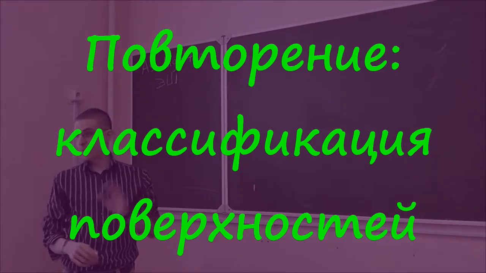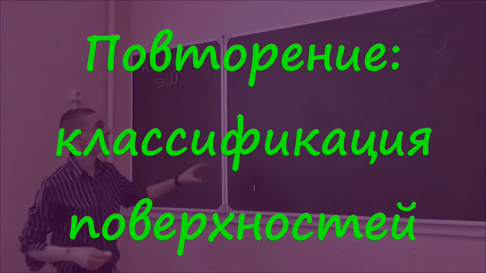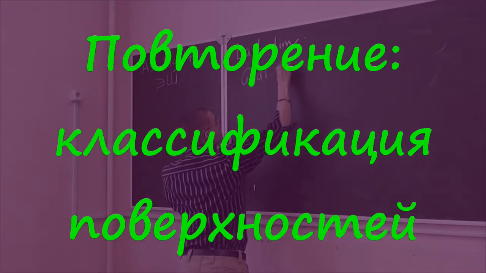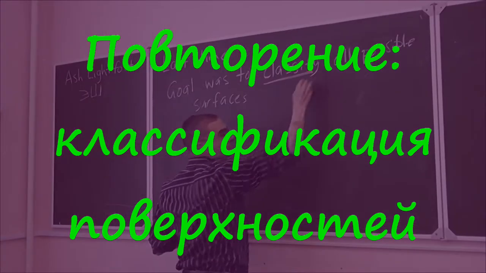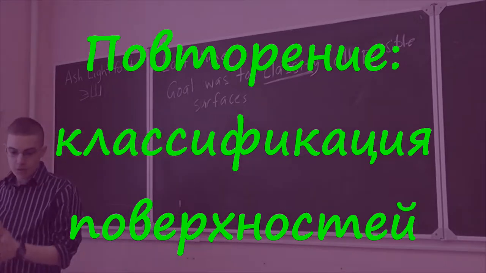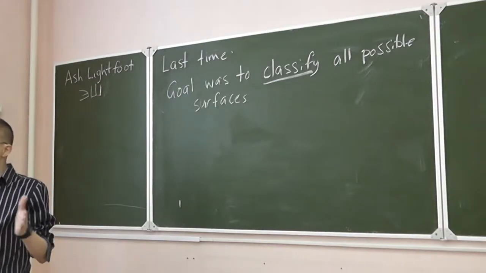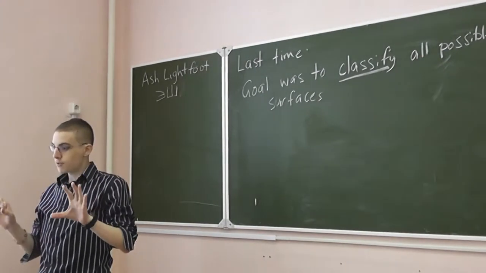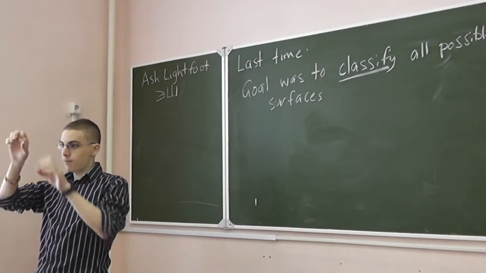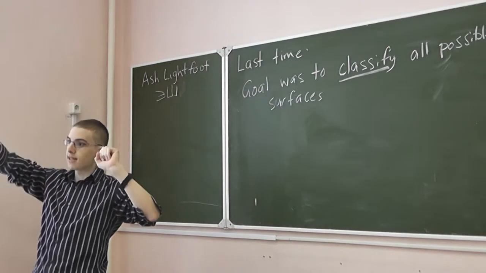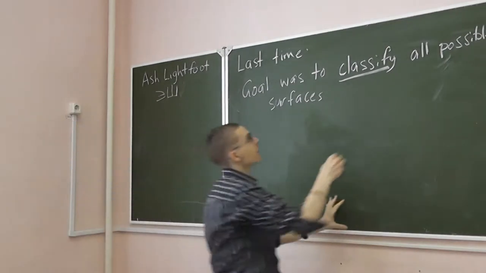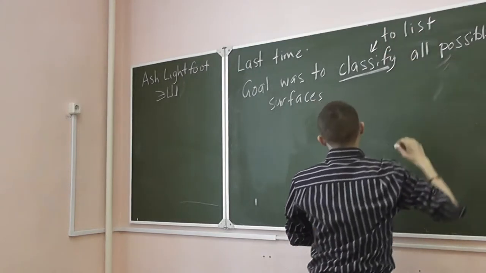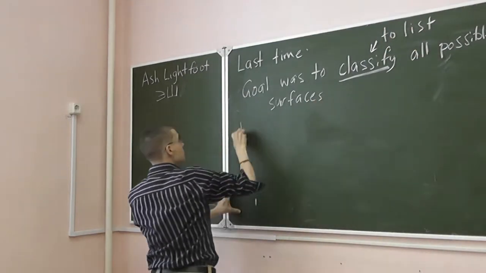Surfaces, but it's been a long break, so let's remember what we were talking about last time. Our goal was to classify. This word, classify, means we should be able to list all surfaces. If I have a surface, we have a list, and we say it's this one in our list. It's going to list all possible surfaces.